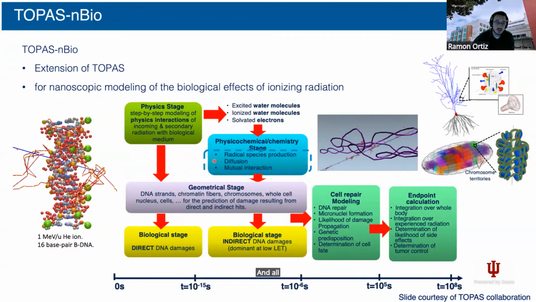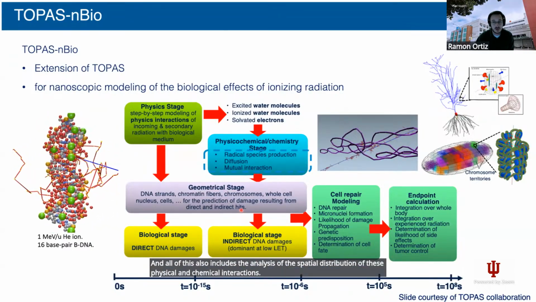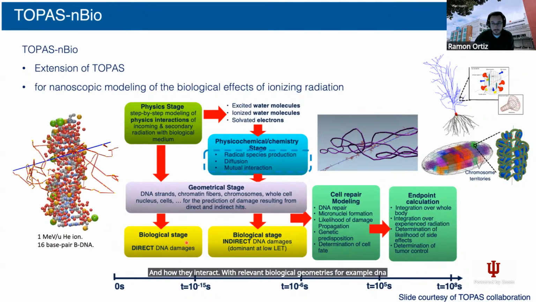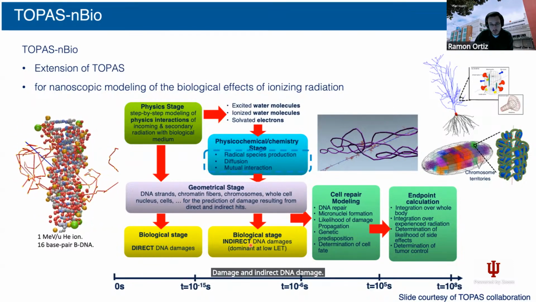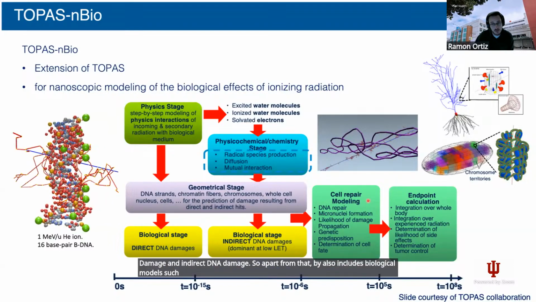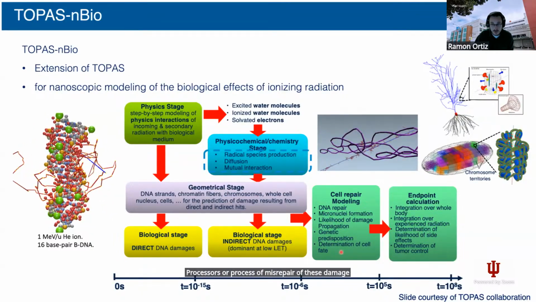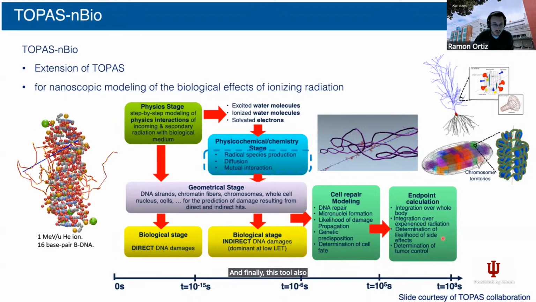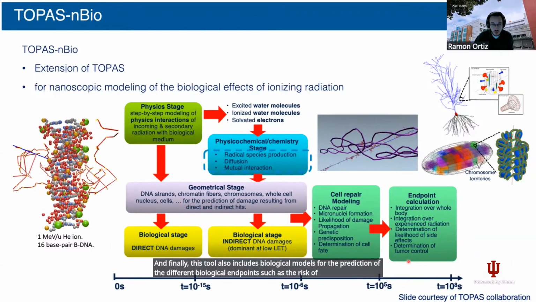And all of this also includes the analysis of the spatial distribution of these physical and chemical interactions and how they interact with relevant biological geometries, for example, DNA, to compute the yields of direct DNA damage and indirect DNA damage. So apart from that, TOPAS-nBio also includes biological models such as DNA repair processes or processes of misrepair of this damage, which can also account for the chemical changes in the microenvironment. And finally, this tool also includes biological models for the prediction of different biological endpoints, such as the risk of secondary cancer or the probability of tumor control.